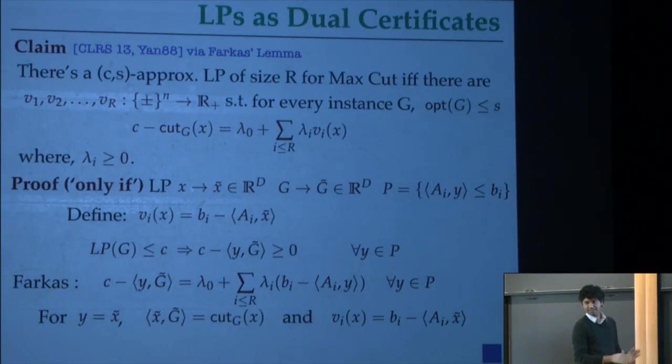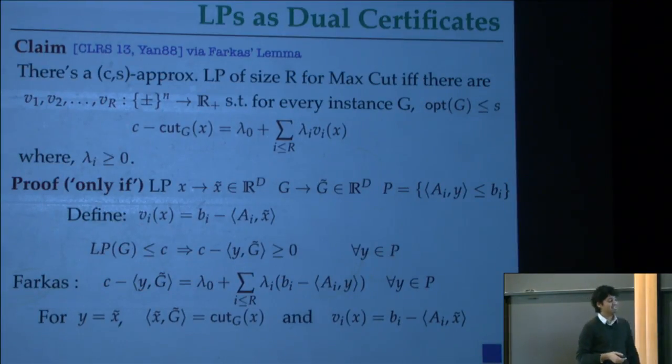Okay, is that clear? This is really simple, but a good point to sort of understand. Okay, great. So an R size LP basically corresponds to giving R non-negative functions, which gives you a certificate of non-negativity of this C minus cut function.